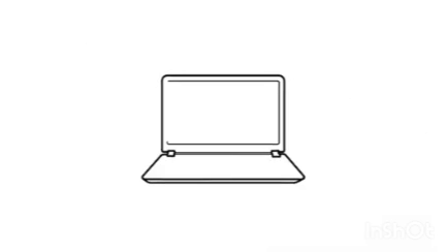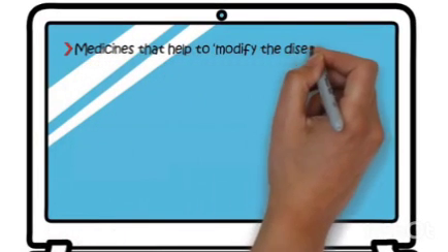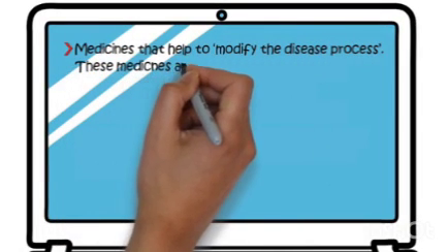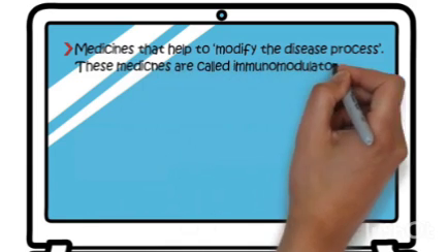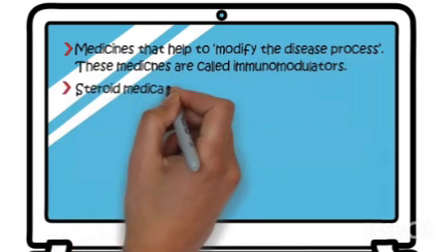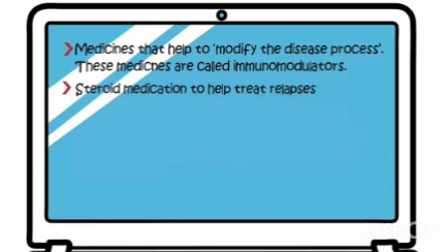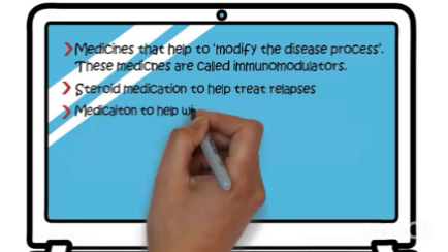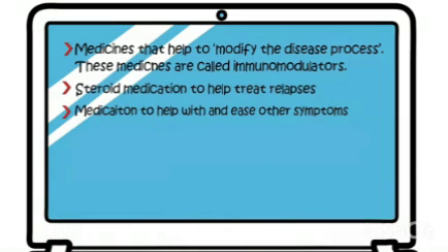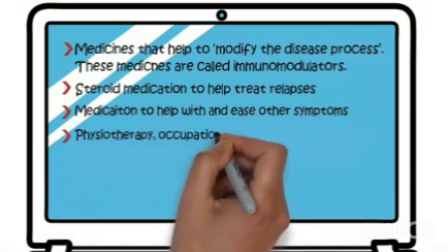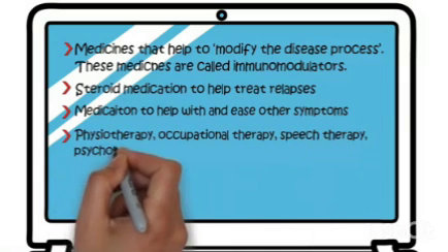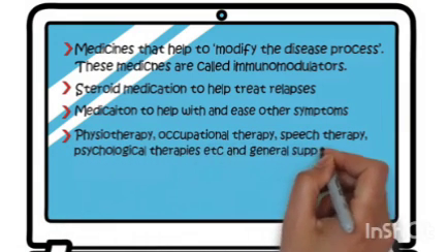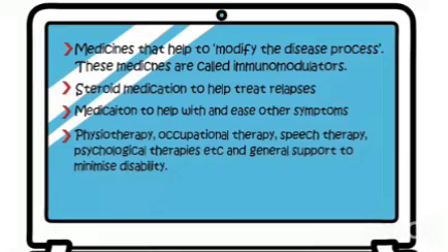Treatments fall into 4 categories. 1. Medicines that help to modify the disease process. These medicines are called immunomodulators. 2. Steroid medication to help treat relapses. 3. Medication to help with and ease other symptoms. 4. Physiotherapy, occupational therapy, speech therapy, psychological therapies, etc., and general support to minimize disability.